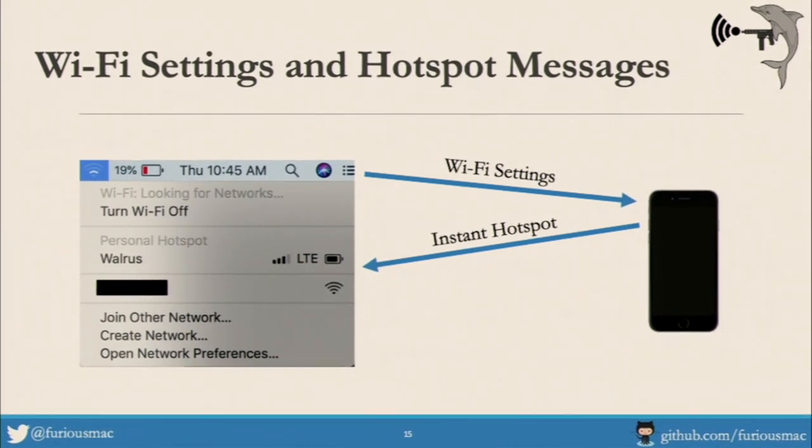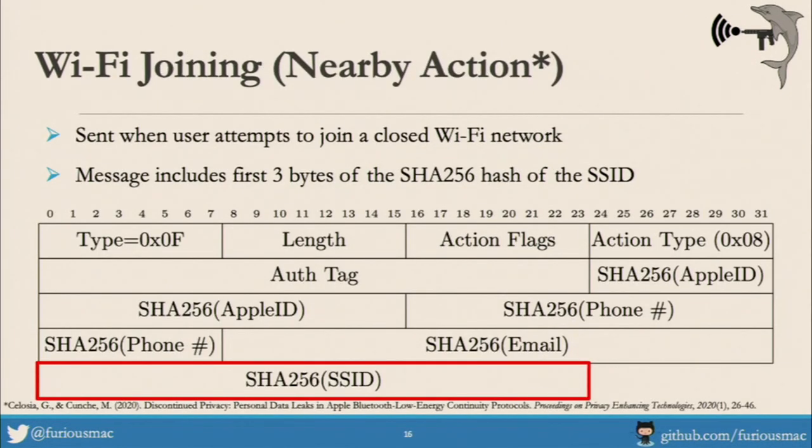So let's say you're on a MacBook and you want to connect to Wi-Fi. You go to the Wi-Fi settings page. It sends out that Wi-Fi settings page message with that 4-byte iCloud ID. And if there's a device within range that recognizes that ID, it'll send back the instant hotspot message, and it'll fill in the battery life, the signal type, and signal strength.